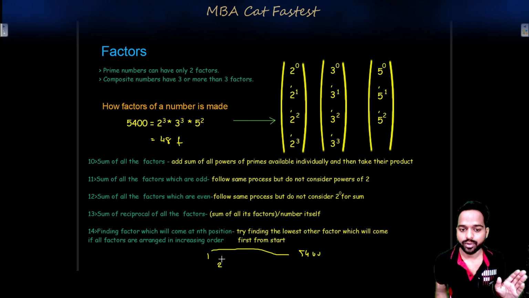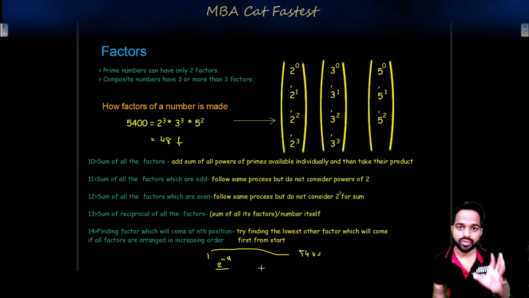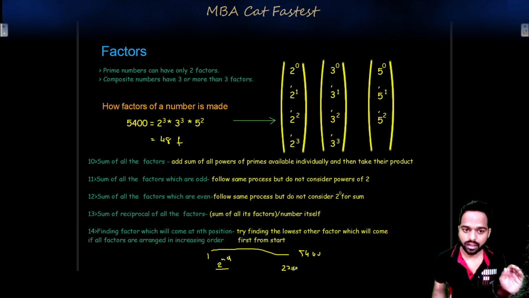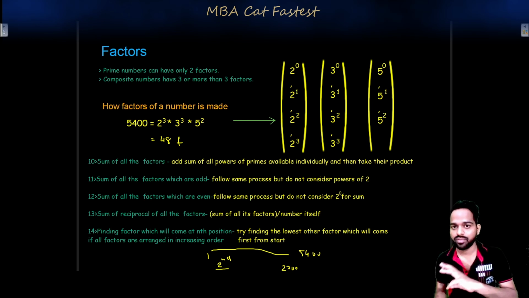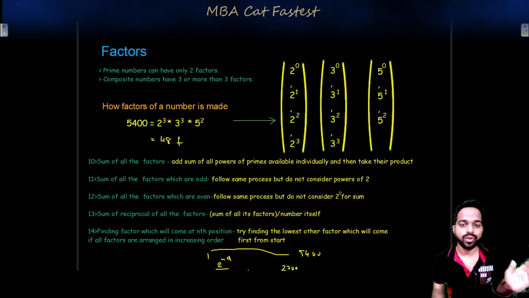Similarly, for the second position, the factor is 2. So what is the other multiple of 2 which when multiplied will give 5400? Correct, 2700. So if someone asks you which factor will come at the 47th position if arranged in ascending order, you can directly say 2700. Why? Because in the second position 2 will come and its multiple is 2700, which will give 5400. Similarly you can do for other numbers as well.